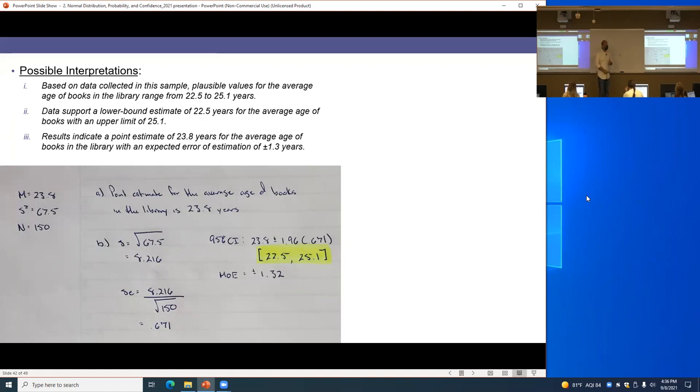Not the best guess. My best guess is still 23.8, but based on the interval that I've collected, these would be reasonable guesses. Maybe I say data support a lower bound estimate of 22.5 years for the average age of books with an upper limit of 25.1. Results indicate a point estimate of 23.8 years for the average age of books in the library with an expected error of estimation plus or minus 1.3 years, okay?